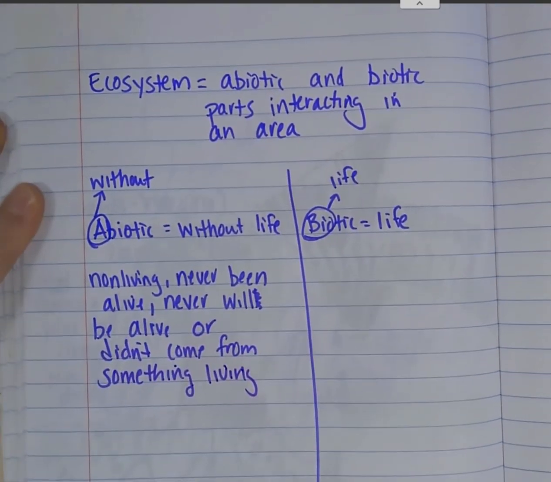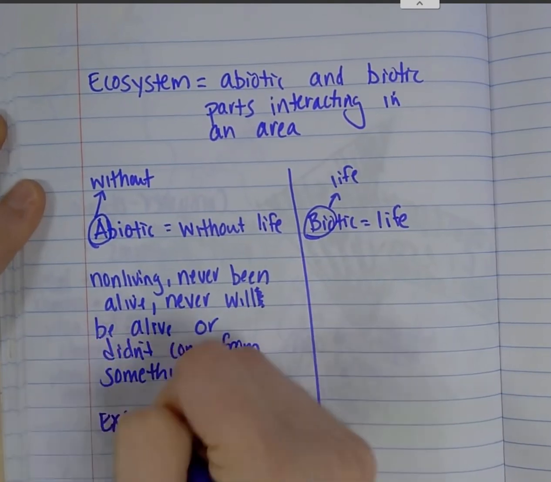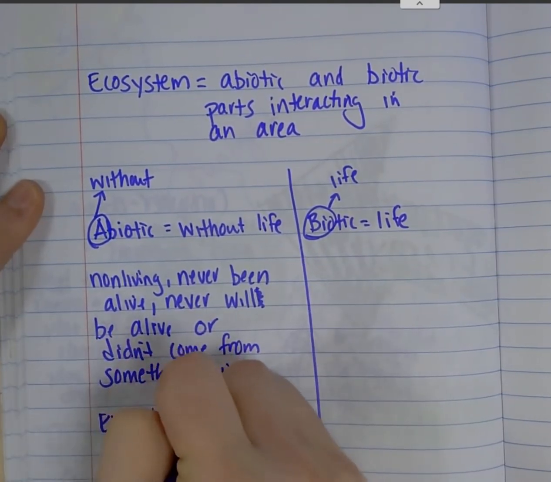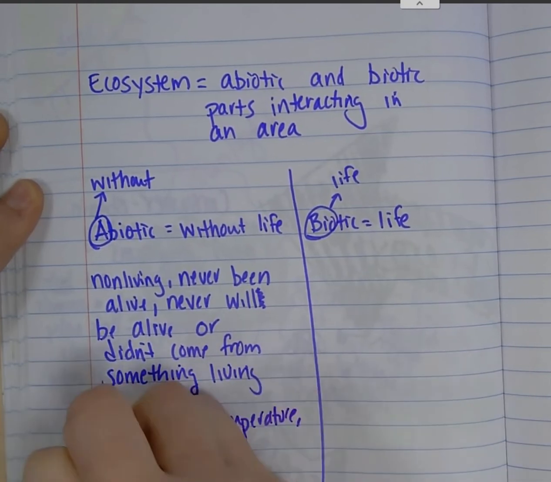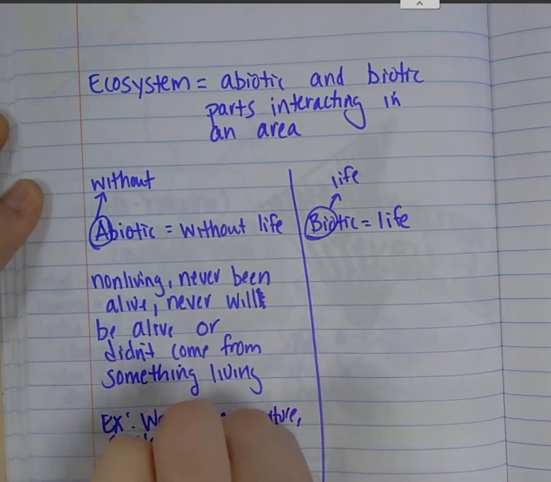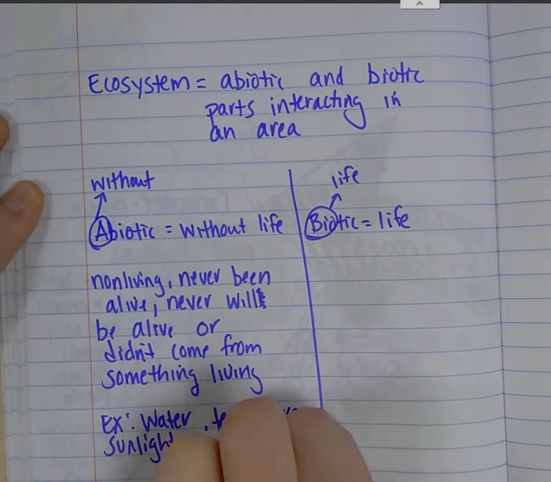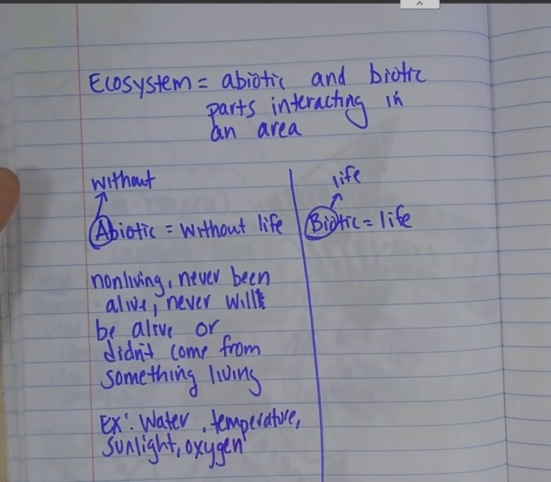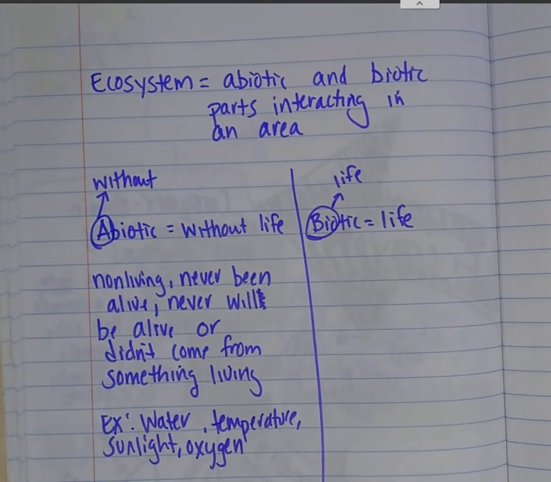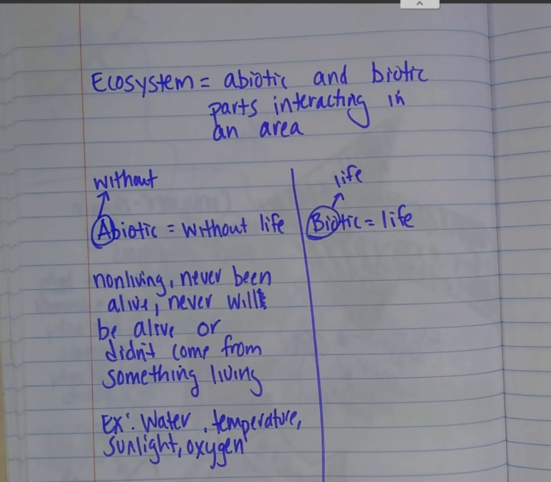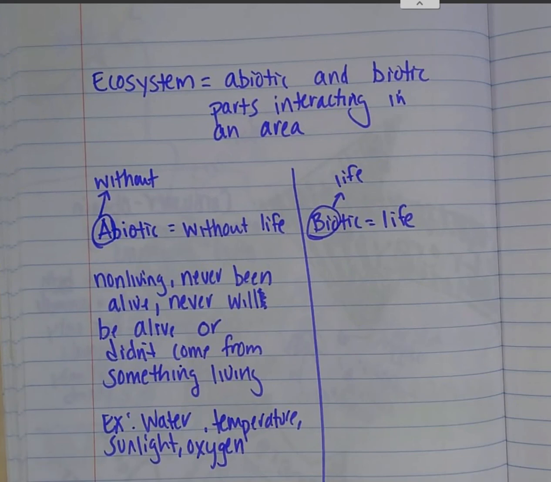And so some examples of abiotic could be water, temperature, sunlight, oxygen, that sort of thing. A lot of times some kids think that if something is dead, then it is abiotic. That is not true at all. It has to never have come from anything that was alive, or never was alive originally.